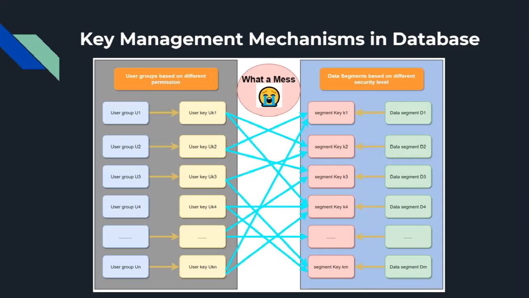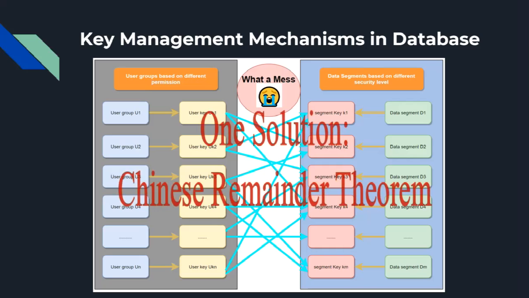Therefore, we have to separate users into different permission groups, and they will have their corresponding keys to access their permitted data segments. However, this would allow users to have multiple segment keys, which would be a nightmare for management and storage. To address this issue, the Chinese remainder theorem can be used to aggregate multiple keys into a single user key.